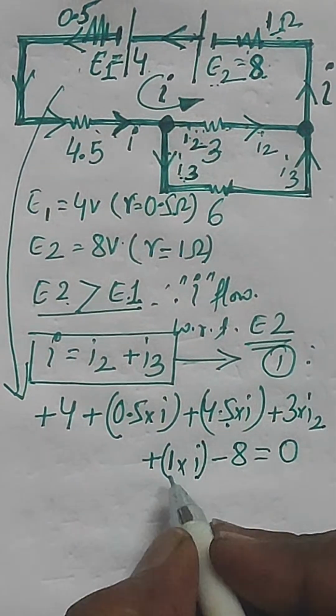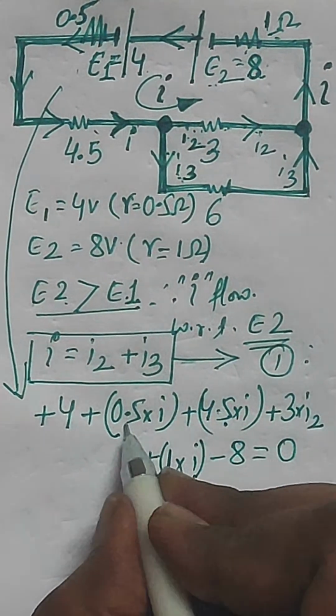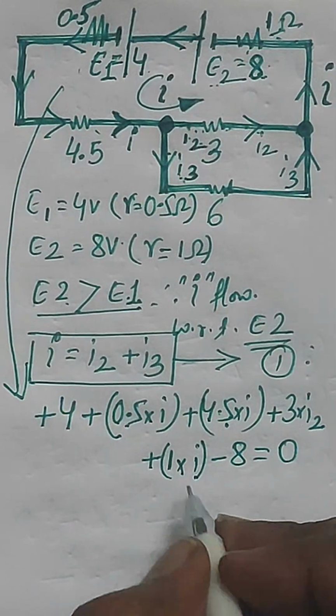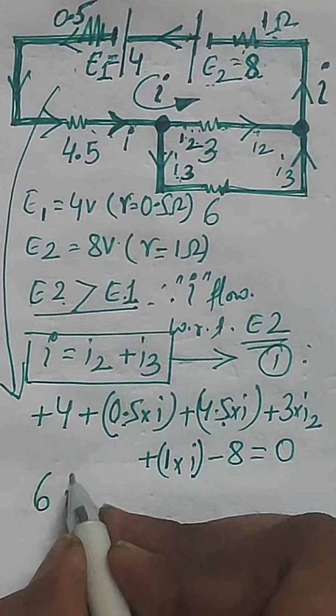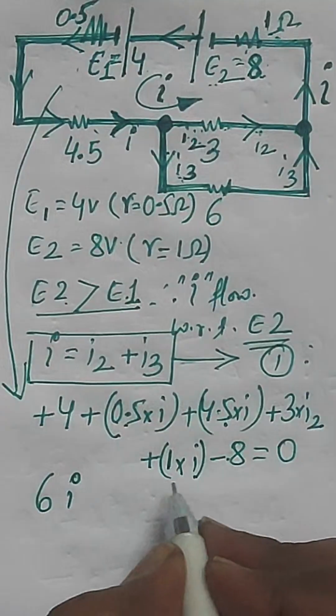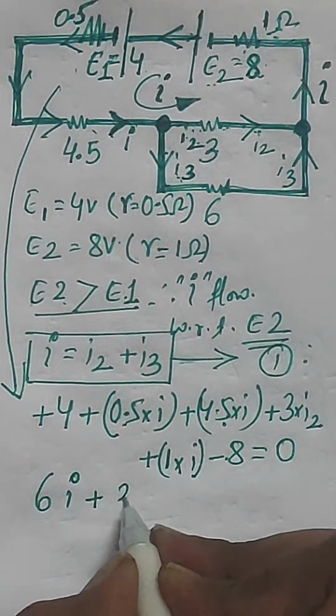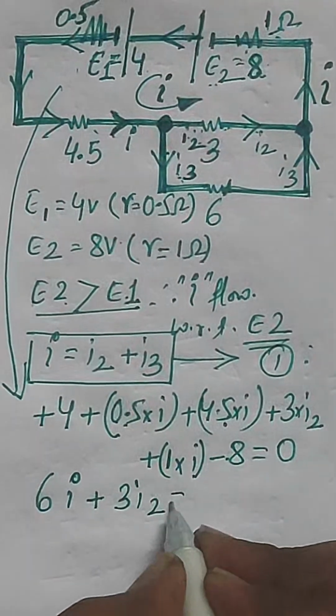Now from here, 4.5 plus 0.5 is 5, plus 1 is 6. So 6I plus 3I2 is equal to 8.